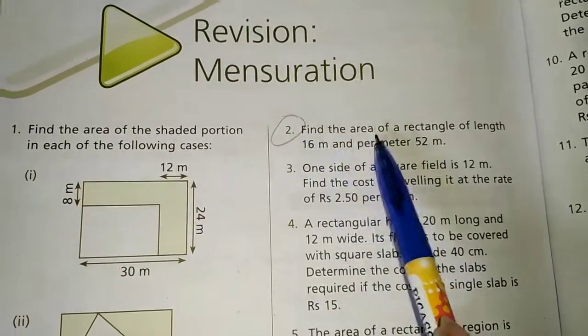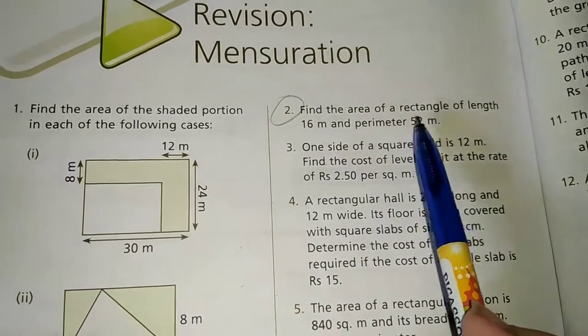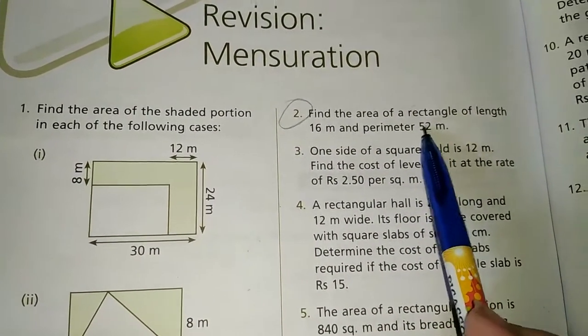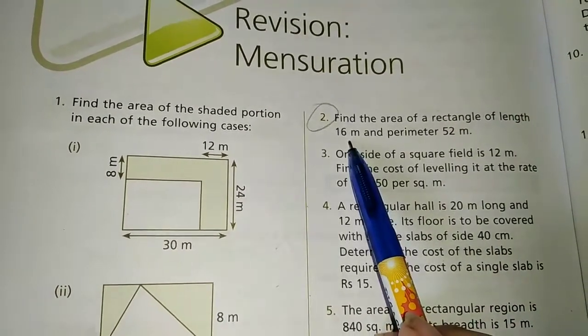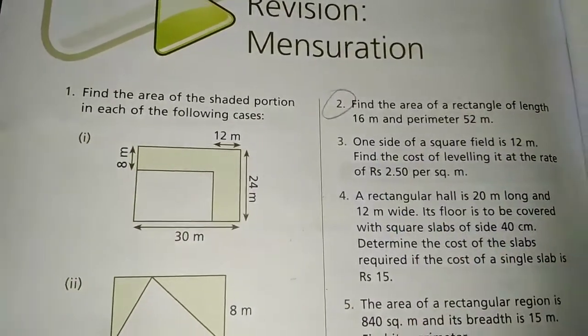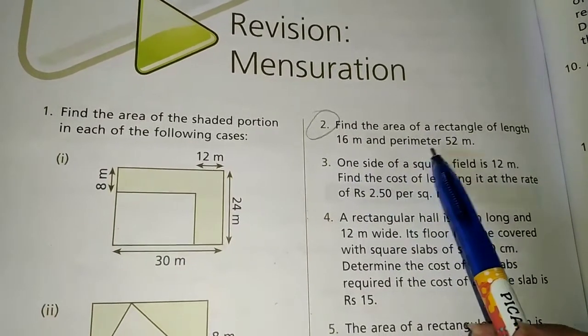Question number 2. Find the area of a rectangle of length 16 meter and perimeter 52 meter. We have to find the area of a rectangle, and as we know, the area of a rectangle is length multiplied by breadth, and the length is given. First of all, we have to find the breadth of the rectangle with the help of the perimeter.